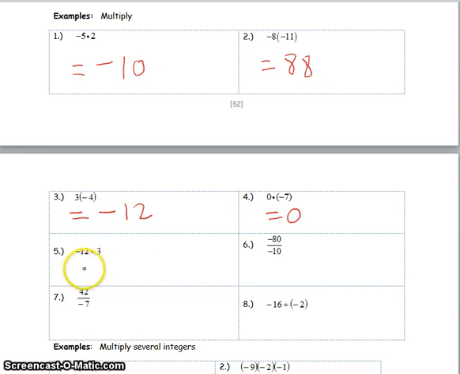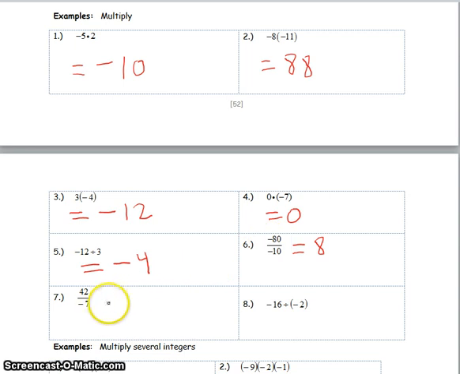Now we go to number 5. We have a negative 12 divided by a positive 3. Just like with multiplication, a negative divided by a positive is negative. 12 divided by 3 is 4, so our answer here is negative 4. Now number 6. We have a negative divided by a negative, which will result in a positive. 80 divided by 10 will give us positive 8.